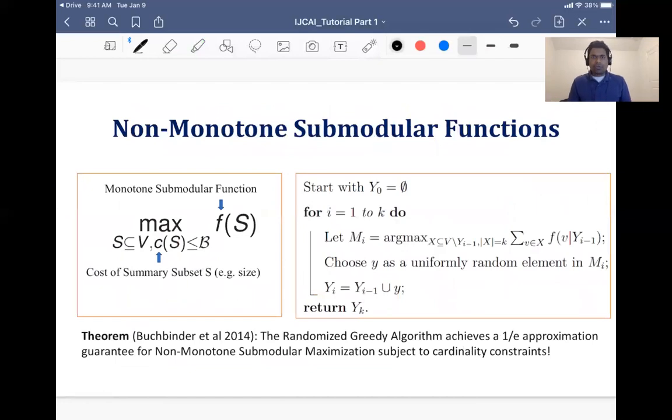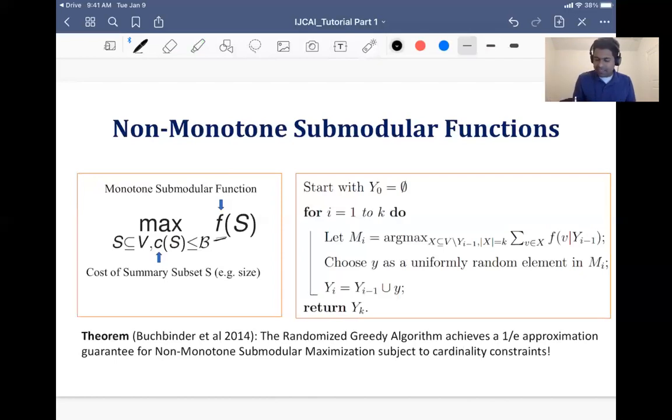Okay, so now we'll look at non-monotone submodular functions. So you can also relax f to be non-monotone. And here you need to run a variant of the greedy algorithm called randomized greedy, right? What the randomized greedy does is that instead of picking the best item, it picks the top k items that have the largest gain and randomly picks one amongst the top k, right?